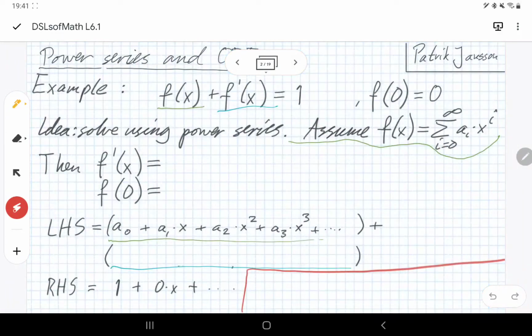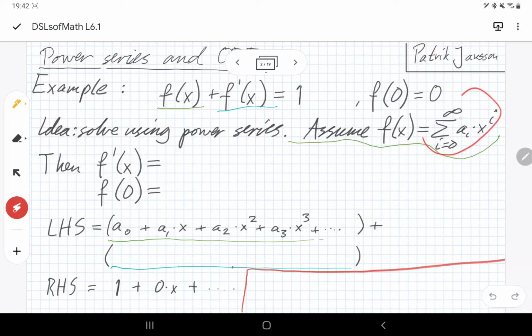Let's move further and try to solve the first example. So the idea here is to use what we learned last week about power series. Assume that the function we're looking for can be written as an infinite sum of coefficients a_i times x to the power of i. We're not very explicit here about the radius of convergence for this, but at least somewhere near 0 this should hold.